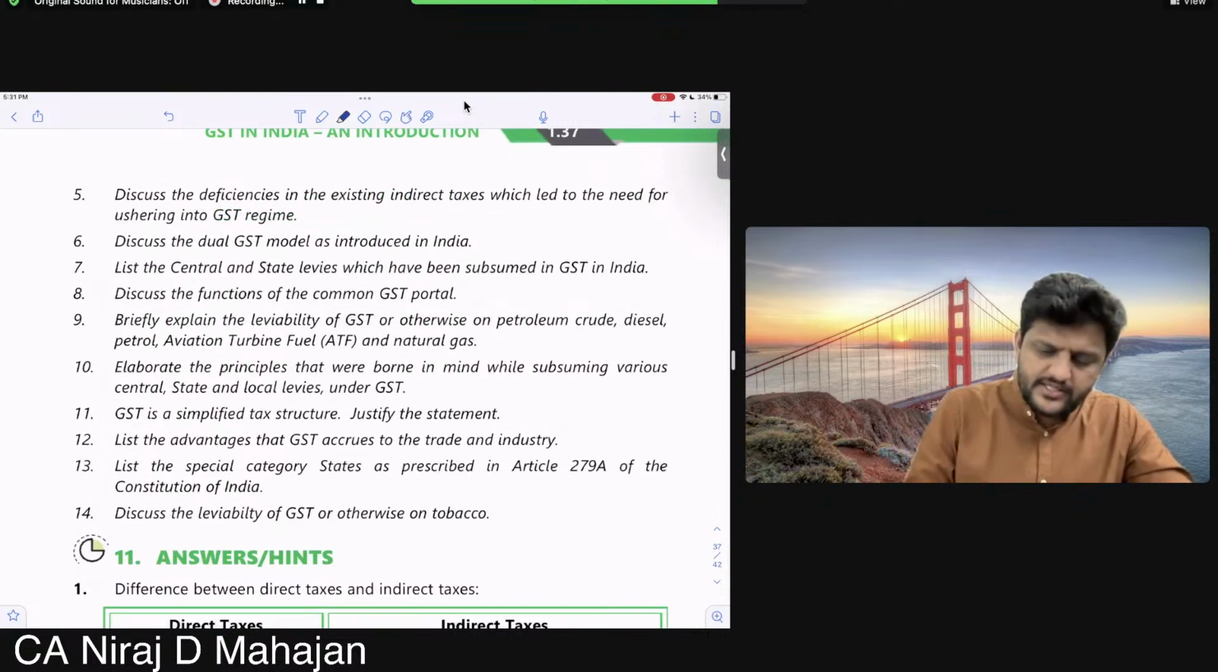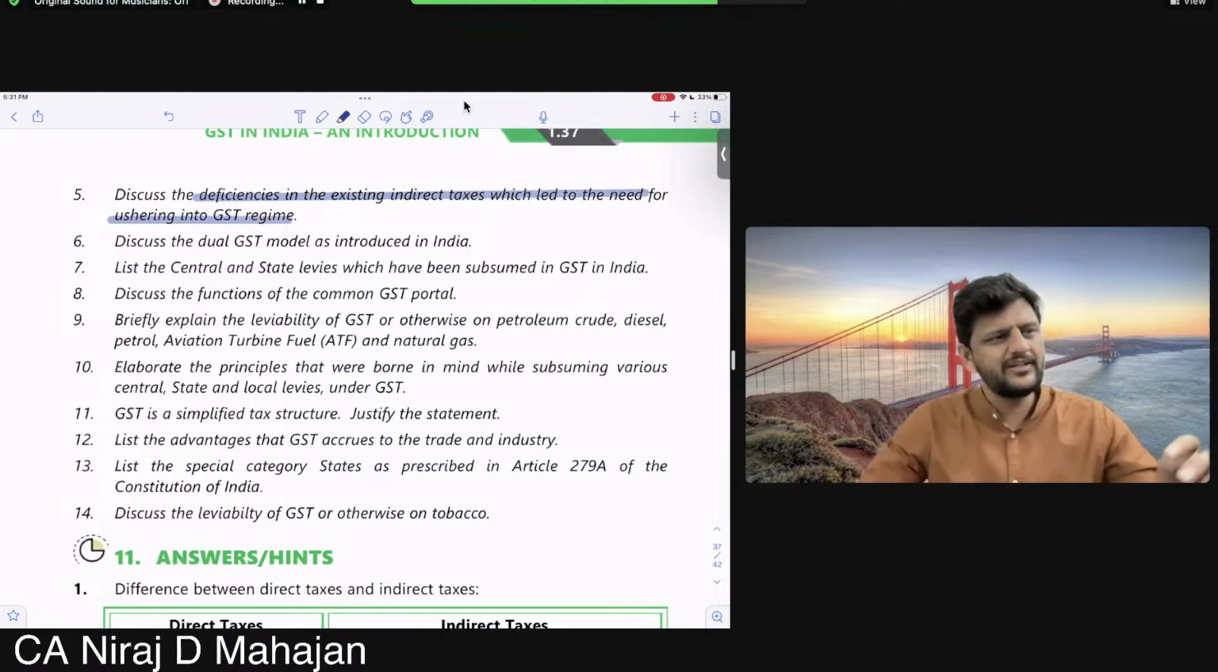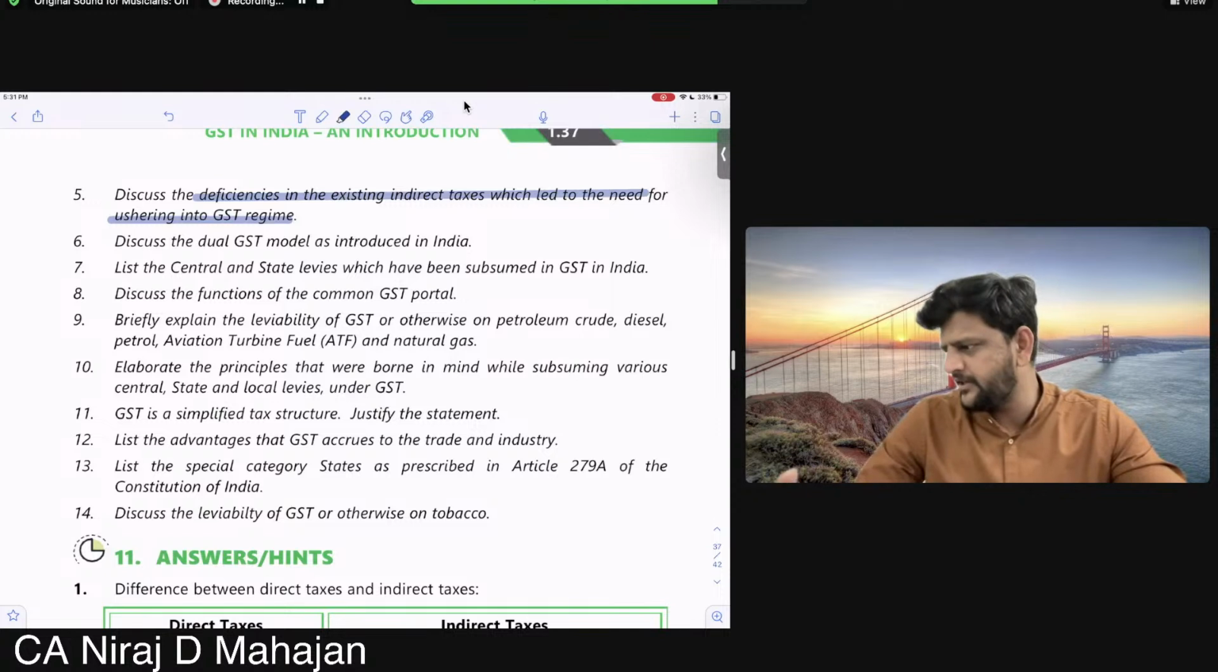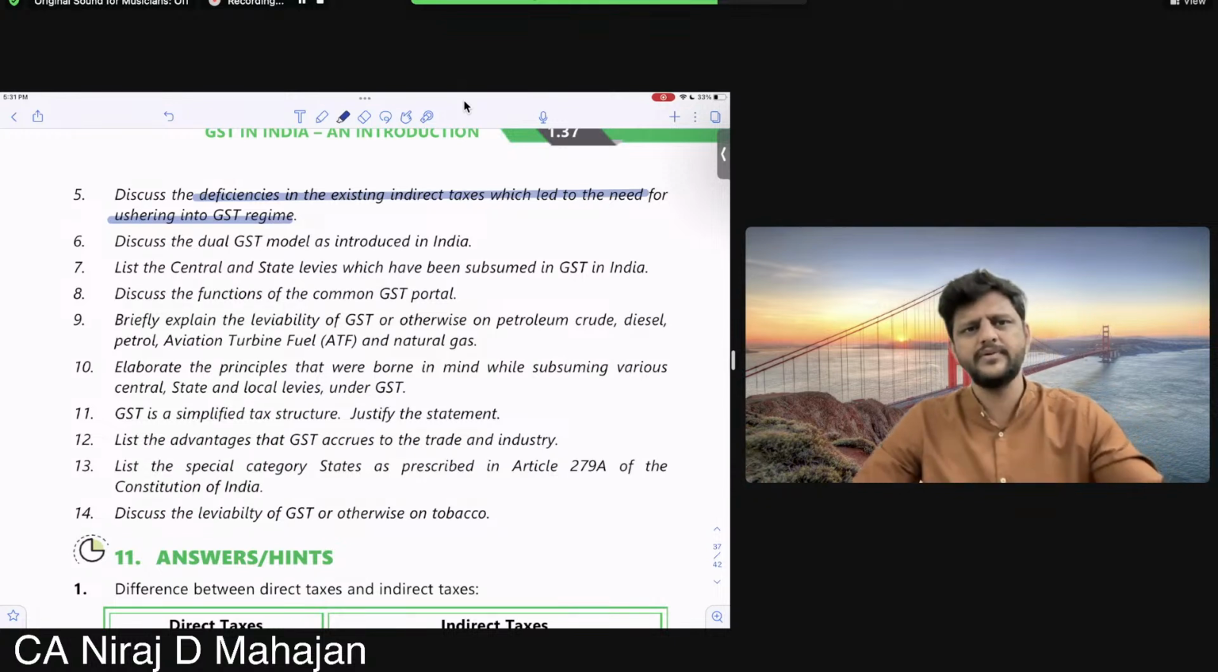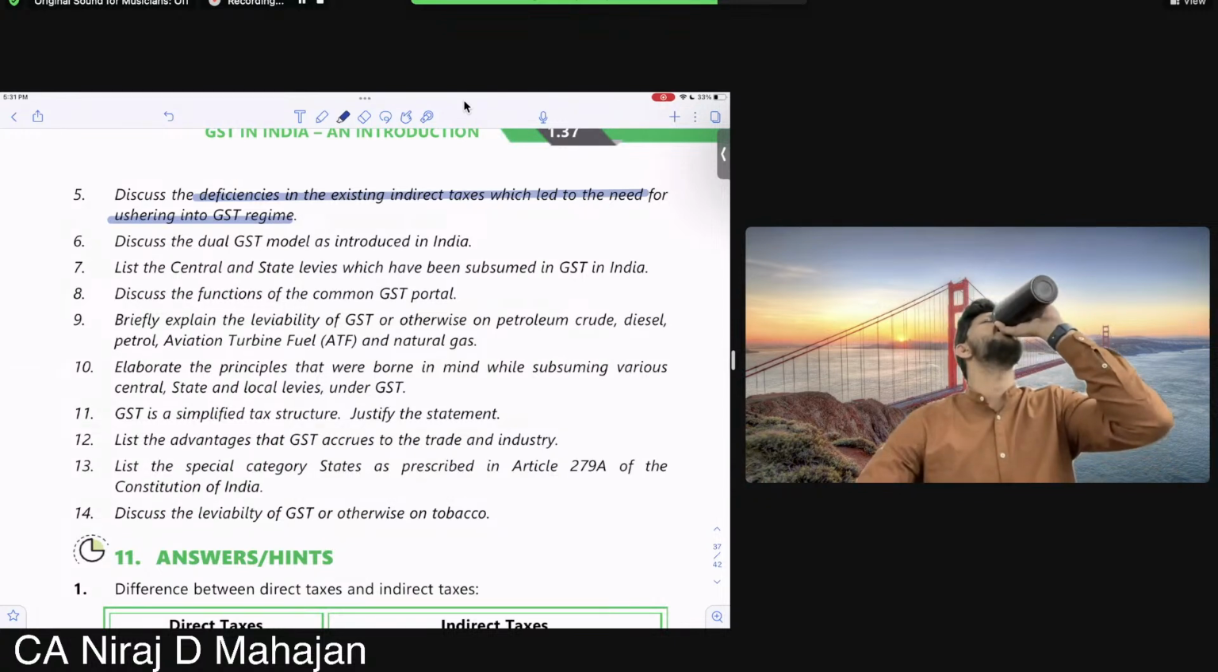Discuss deficiencies in the existing indirect taxes which led to the need for ushering in the GST regime. I hope that maybe in the near future they will stop asking that question. But what is the use? It's okay now. It's been 5 years already.